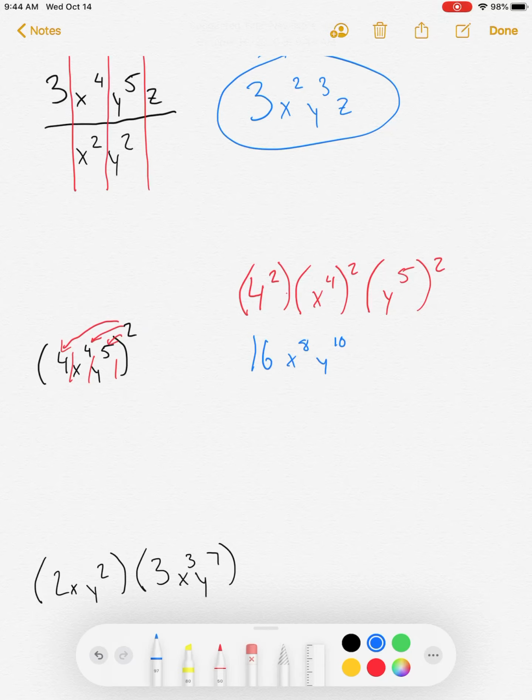Okay, so when we have an exponent outside, we have to use that exponent on each individual term, so each bit that's sectioned off.